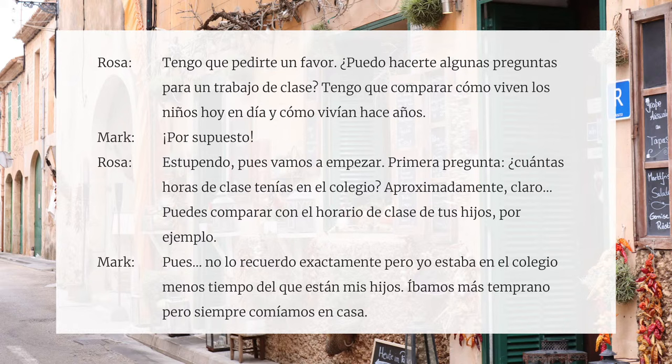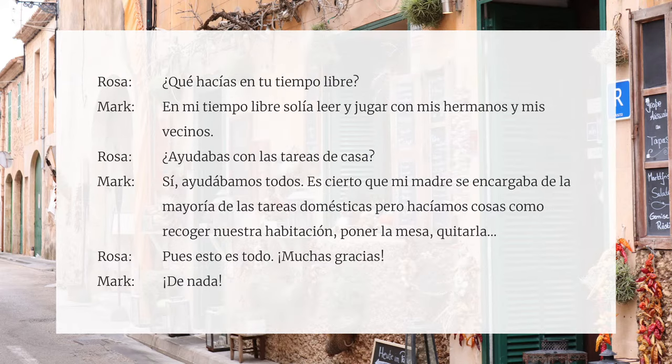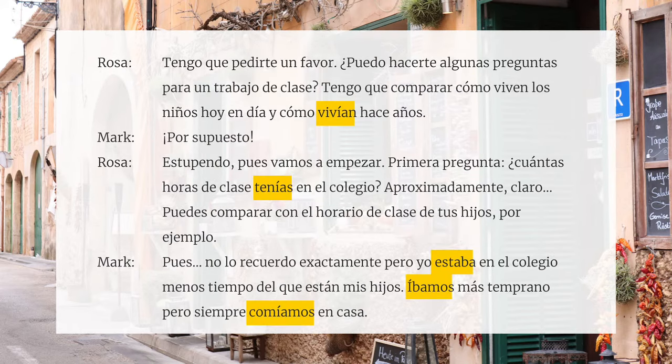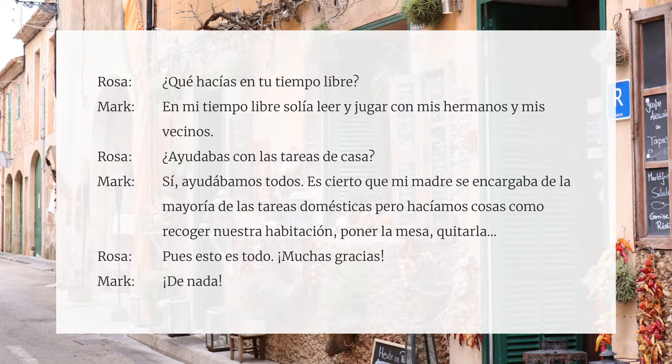Okay, so let's just pick up on those imperfects in here. There we go. So vivían, tenías, estaba, íbamos, comíamos. So now let's look at the second part. ¿Qué hacías en tu tiempo libre? What did you do in your spare time? En mi tiempo libre, solía leer. In my free time, I tended to read.